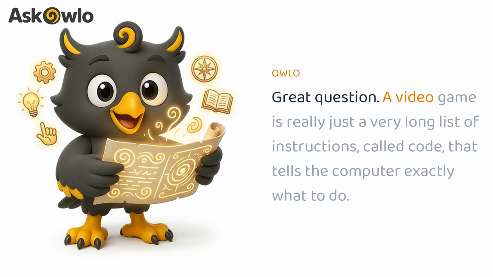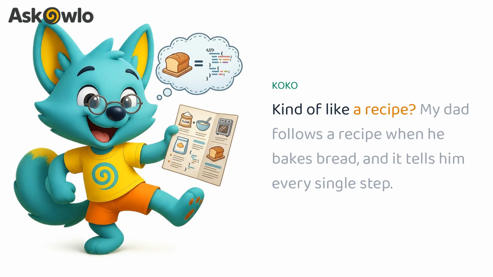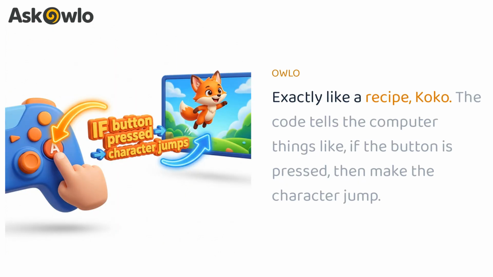Great question. A video game is really just a very long list of instructions called code that tells the computer exactly what to do. Kind of like a recipe? My dad follows a recipe when he bakes bread, and it tells him every single step. Exactly like a recipe, Koko. The code tells the computer things like, if the button is pressed, then make the character jump.